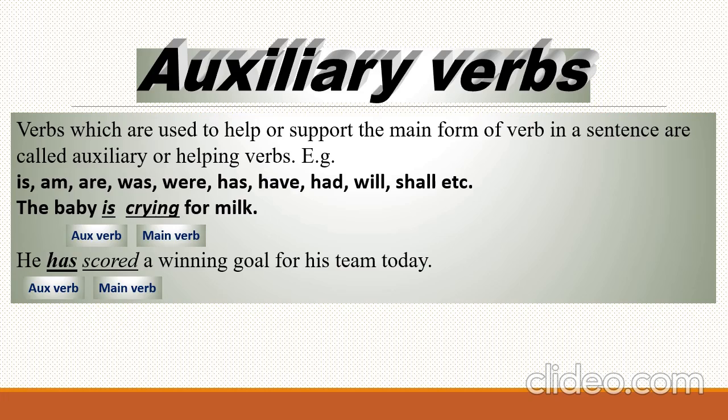Auxiliary verbs. Verbs which are used to help or support the main form of verb in a sentence are called auxiliary or helping verbs. For example, is, am, are, was, were, has, have, had, will, shall etc. The baby is crying for milk. In this sentence, is an auxiliary verb. He has scored a winning goal for his team today. In this sentence, has is an auxiliary verb.